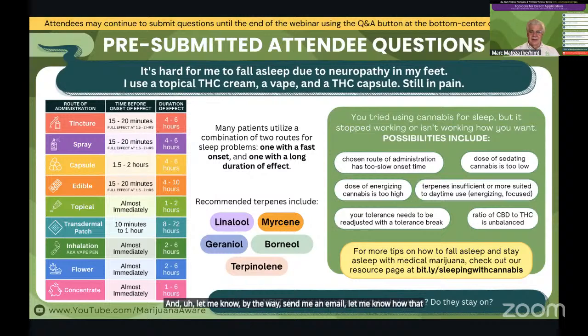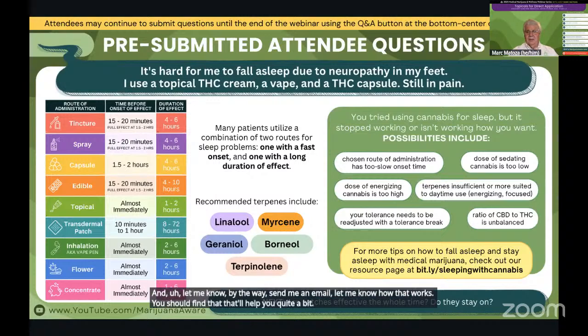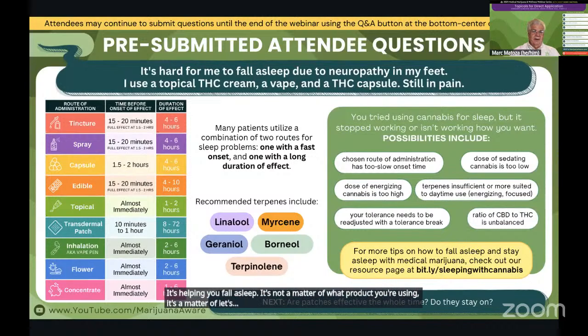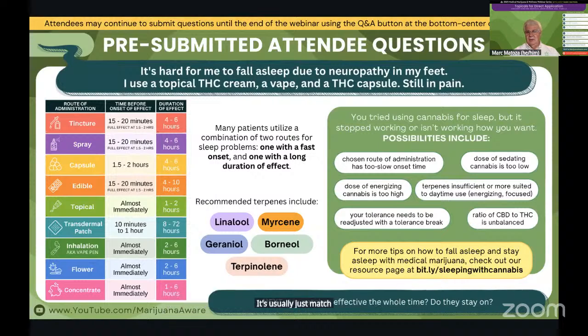You should find that that'll help you quite a bit, help you fall asleep. It's not a matter of what product you're using. It's a matter of let's home in and get you the right product to use. And that might be the issue that we find here. I find in people using medical cannabis, it's usually just matching the terpenes to their particular condition to get them the relief they're looking for.